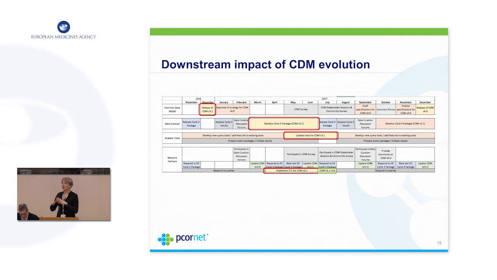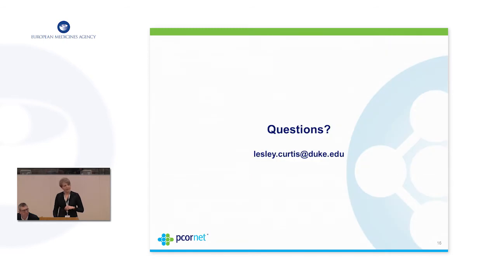It requires that all of the analytic tools be updated, and most importantly, for all of those network partners, it requires that they update their extract, transform, and load processes. So while we recognize the importance of refining and evolving the data model over time, we're also highly cognizant of what that means for our partners around the network and certainly for those of us who are developing tools. And I thank you for your time and attention.